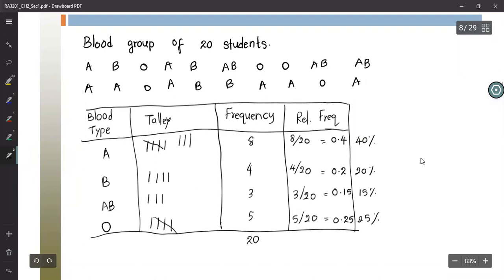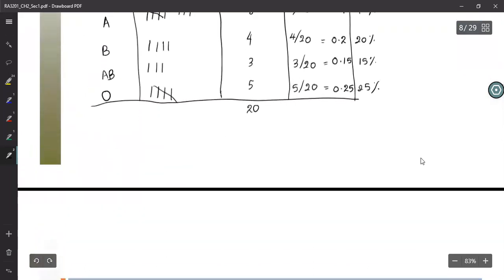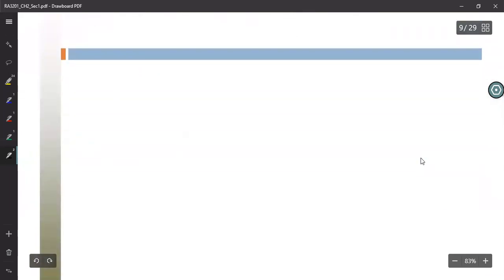Right. Now, can you all try to draw the pie chart and the bar chart for this one? Because it's a small one, you can do it by hand. I'll show you how to use Minitab next time when the labs are available for us. Okay.